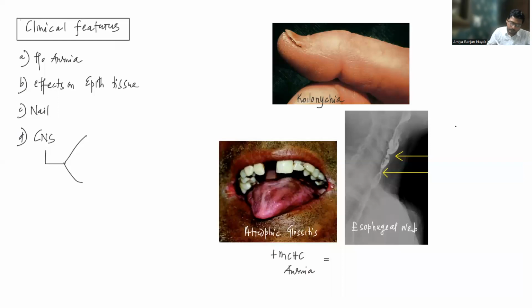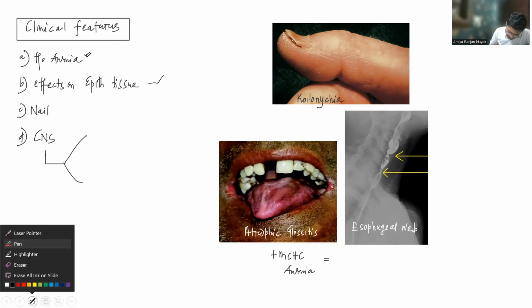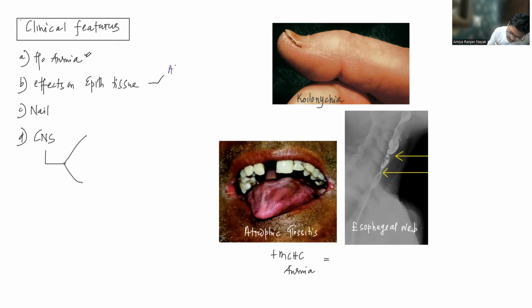Now coming to the clinical features. The patient will have features of anemia, lethargy, fatigue, all those things. But apart from that, what else are you going to get? They'll have certain effects on epithelial tissues. They can cause atrophic glossitis. They can affect the esophagus, leading to formation of esophageal webs. As you can see here, this is atrophic glossitis, and you can also appreciate that there is an esophageal web. Actually this is a triad of atrophic glossitis, esophageal web, plus microcytic hypochromic anemia.